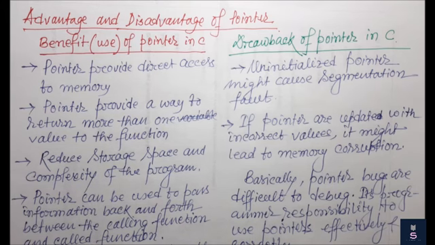See, we already know that function return only one value at a time. But if I use the pointer, you can go through the tutorials to get the idea. If you use a pointer, you can return more than one value from a function. So return type of the function value may be more than one. And if you have a depth knowledge of pointer, you can reduce the storage space and complexity of the program. So this is one of the advantage, or we can say benefit, of using pointer.